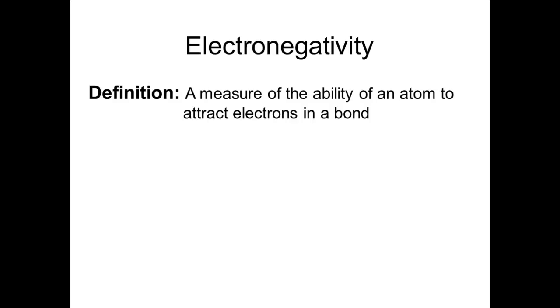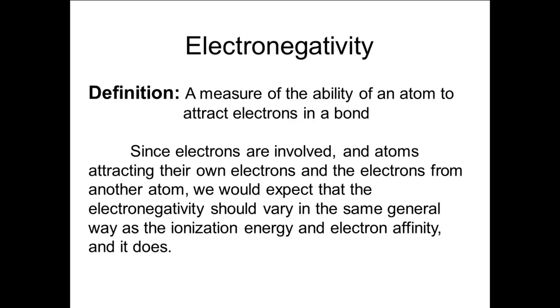Electronegativity. Electronegativity is defined as the ability to attract electrons in a bond. That means the element is not only attracting its own electrons, but also the electrons of another atom. The property related to attracting its own electron is ionization energy. The property related to attracting another atom's electron is electron affinity. So we should expect that the electronegativity would vary like those two properties do.